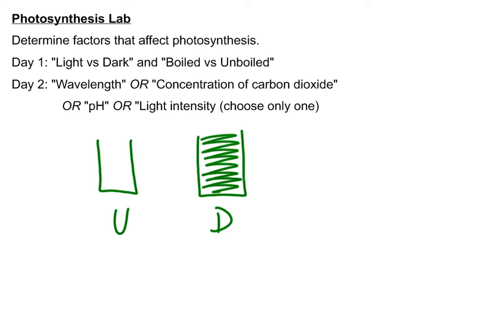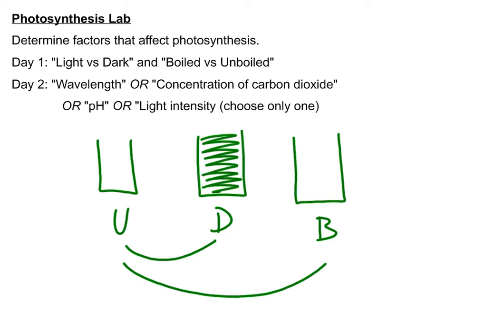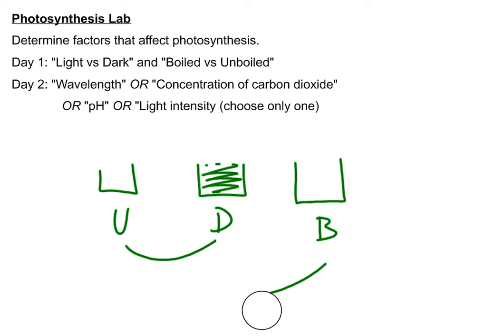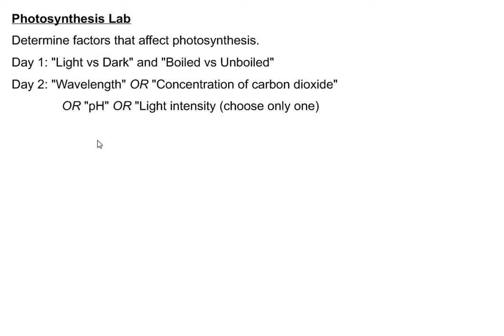So here we're comparing our light and dark, and then we're going to have a third sample that's going to be boiled but light. With these 2, we're testing light versus dark. With these 2, we're testing boiled versus unboiled. As far as what's being boiled, it is our plant sample. Specifically, I'm going to grind up some spinach.